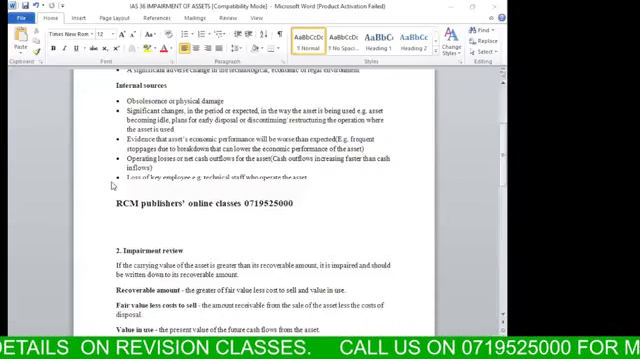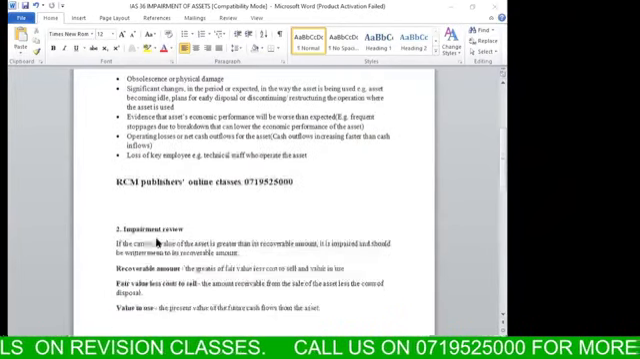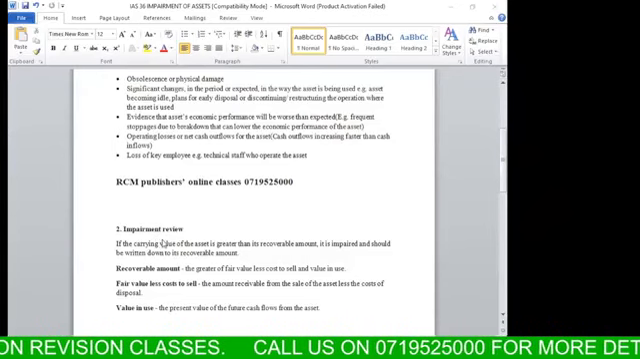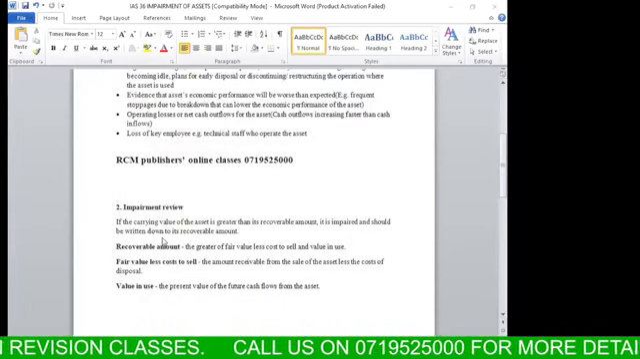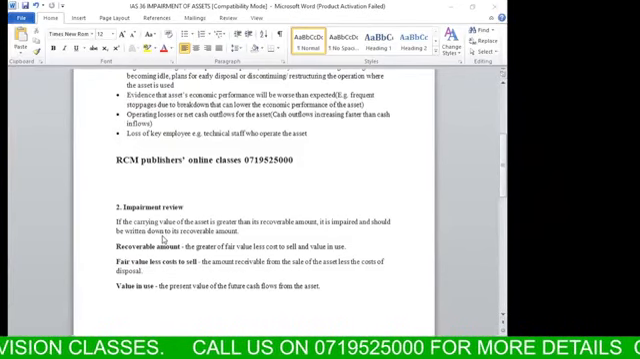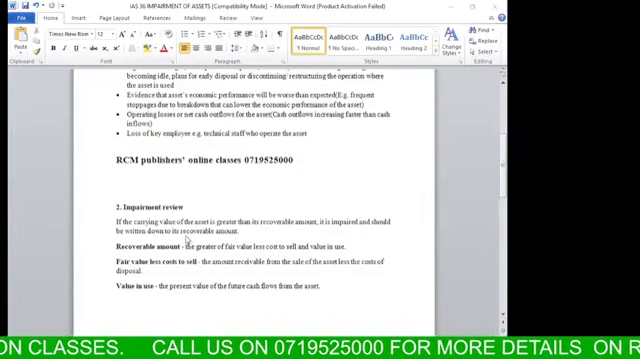So the impairment review, if you have been able, ladies and gentlemen, to realize that there are quite significant changes as you've discussed up there, it will be very important for you to relook at the value of your assets. If the carrying value of the asset is greater than its recoverable amount, it's impaired, and it should be written down to its recoverable amount.